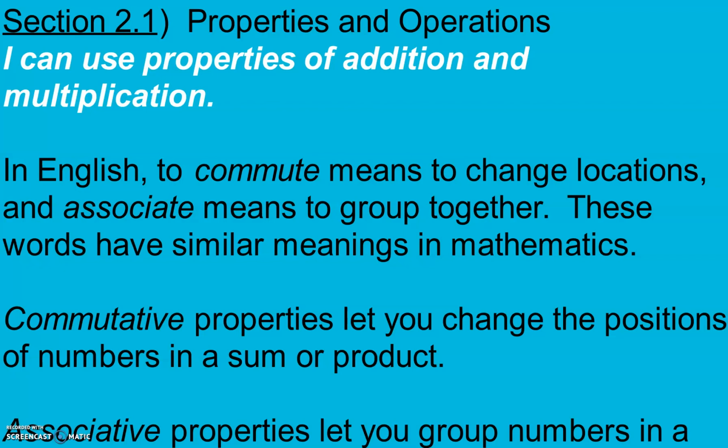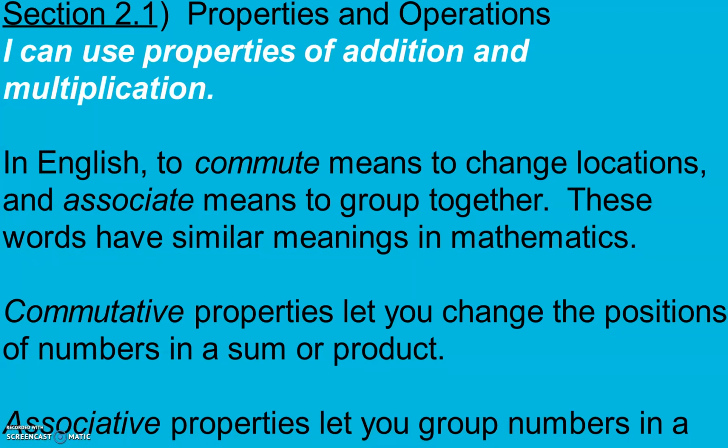Section 2.1 is properties and operations. I can use properties of addition and multiplication. In English, the word commute means to change locations. So if you commute to work, for example, in Fargo, you change from Lisbon to Fargo. To associate means to group together. A lot of times you'll hear law firm and associates, or the people you associate with are your friends, they're your group. These words have similar meanings in mathematics.